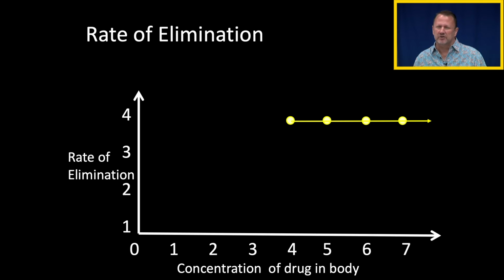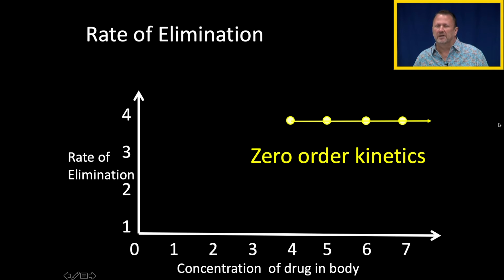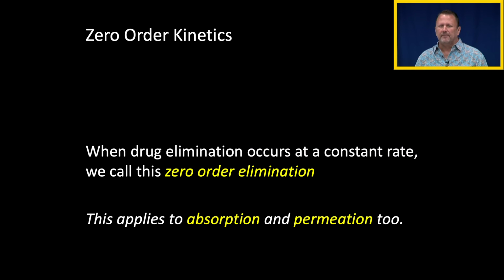We can graph that out just like this. Y is equal to 4, that's what they teach. If x is 4, y is 4. If x is 5, y is 4. If x is 7, y is 4. So if the concentration is 4, the rate of elimination is 4. If the concentration of drug is 7, the rate of elimination is 4. It doesn't matter what the concentration of drug is. At this point, the rate of elimination remains at 4. And that's a zero order process, zero order kinetics. And it occurs in anything. If something is constant, has nothing to do with concentration, whether it's elimination, absorption, permeation, it's a zero order process.